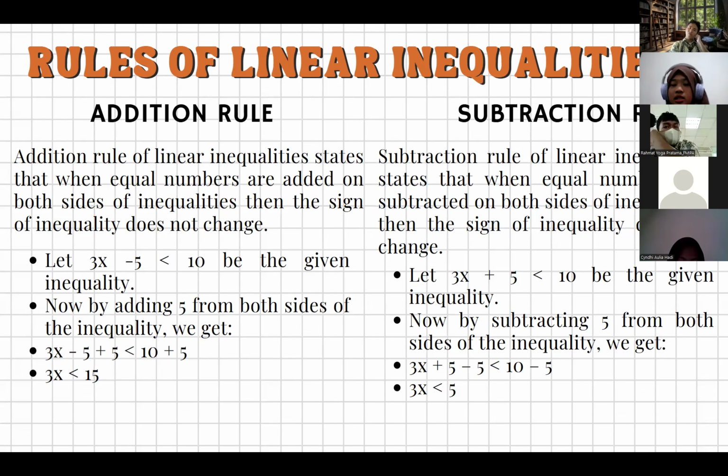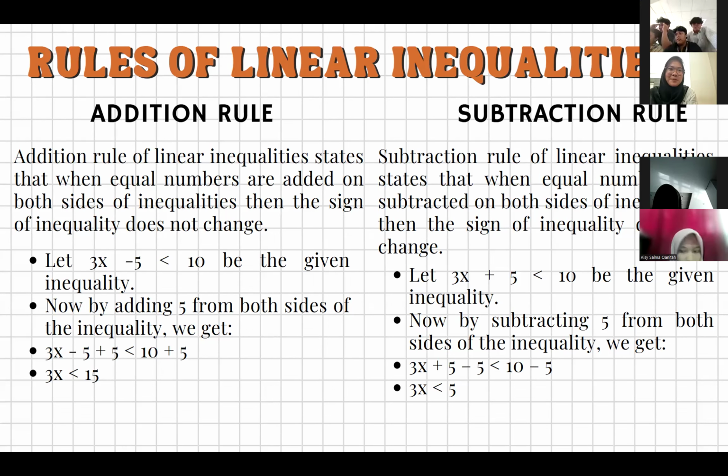And the second one is the subtraction rule. The subtraction rule of linear inequality says that when equal numbers are subtracted on both sides of an inequality, the sign of the inequality does not change. So we have an example.